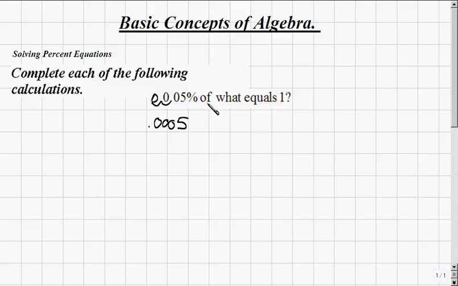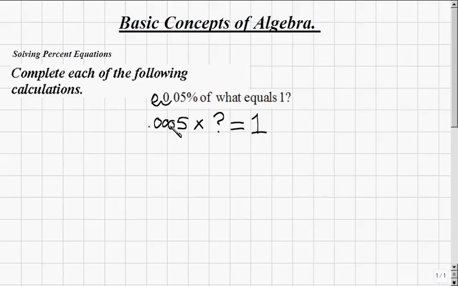0.0005. The word of we interpret as a multiply, and the word what we'll write as a question mark. The word equals we'll write as an equal sign, and 1 we'll write as the number 1. So our sentence 0.05% of what equals 1 interprets to 0.0005 times what equals 1.